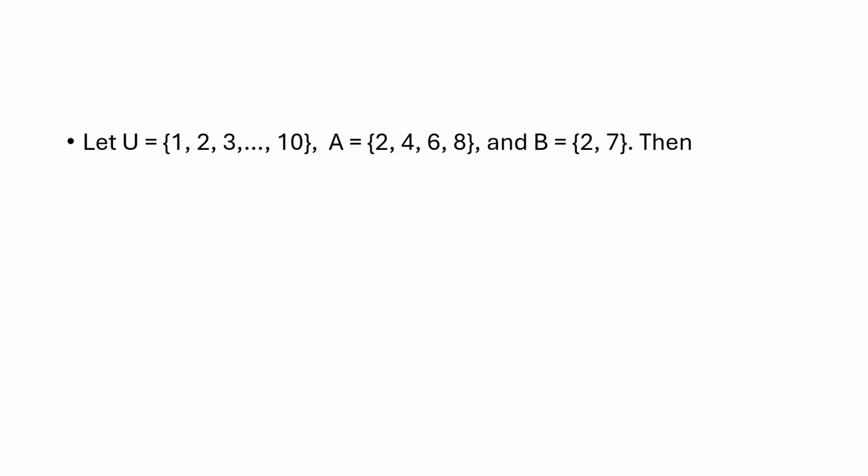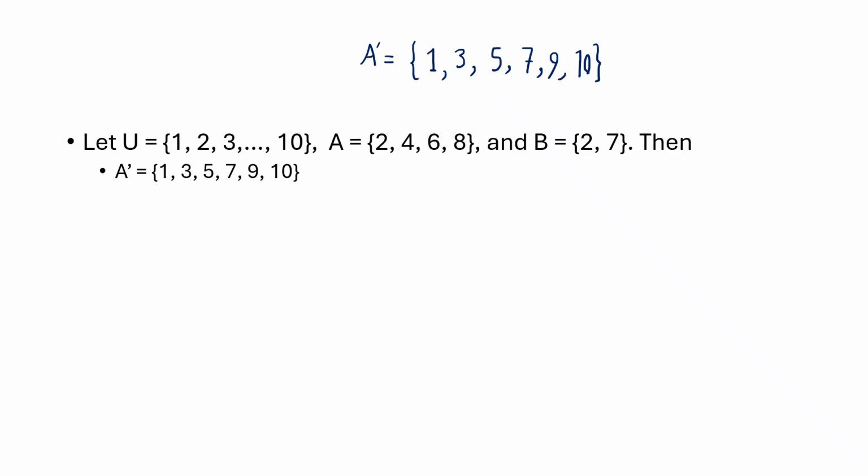Now, in this example, our universal set is the integers from 1 to 10. A is 2, 4, 6, and 8, and B is 2 and 7. So if you want to do the complement of A, that would be everything in the universal set except 2, 4, 6, and 8. So that is 1, 3, 5, 7, 9, and 10. So that's the complement of A.